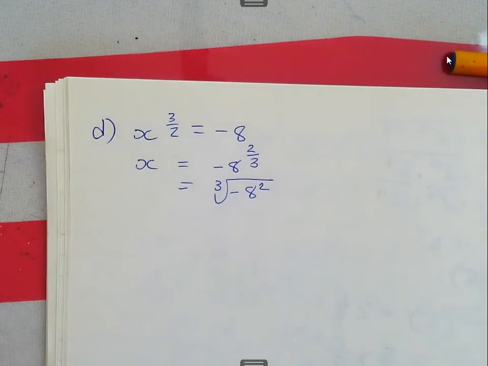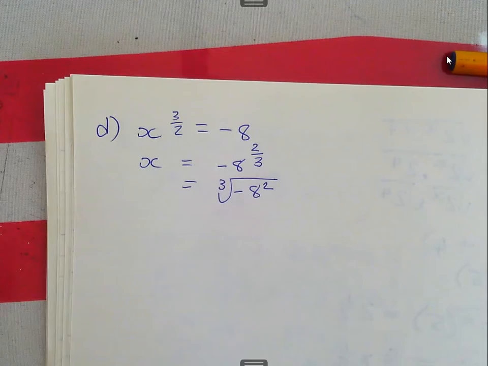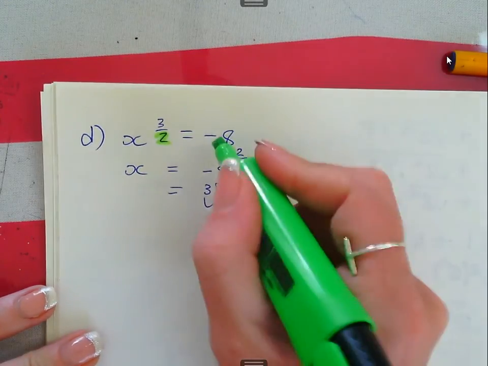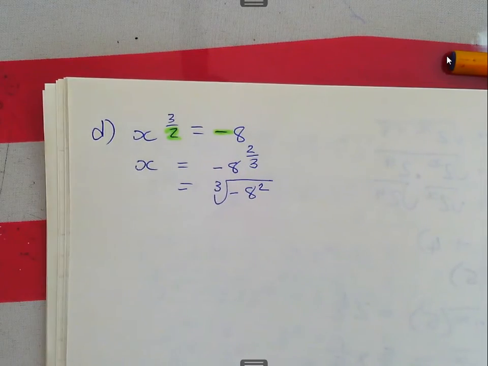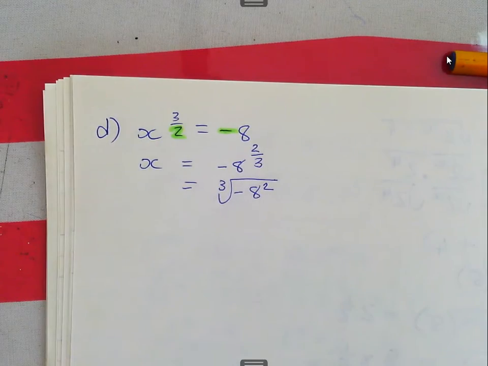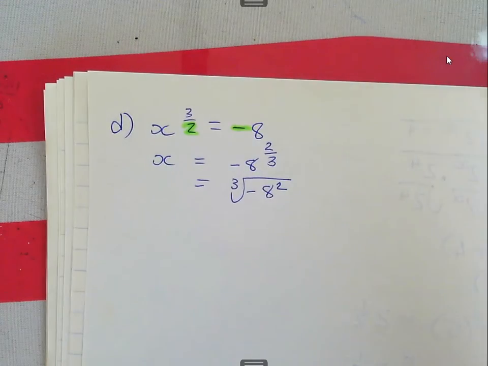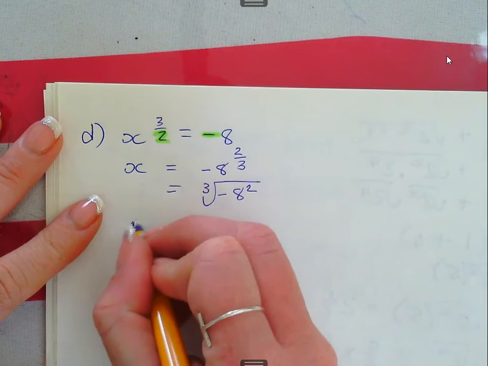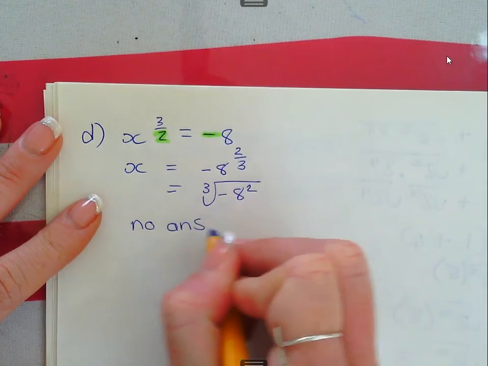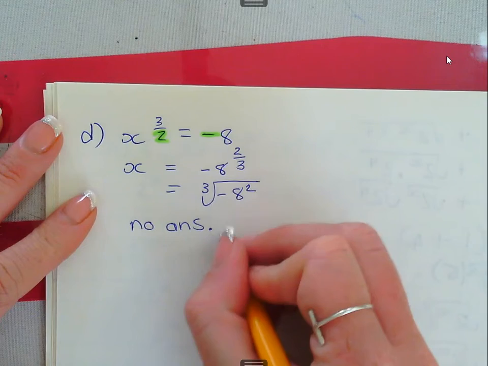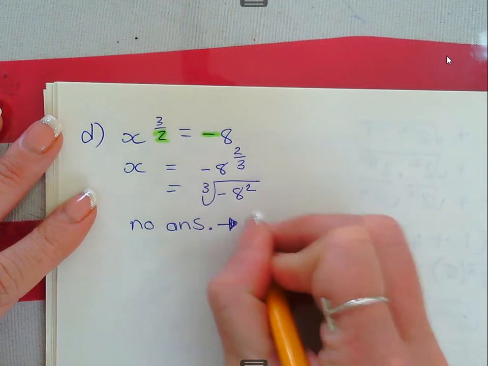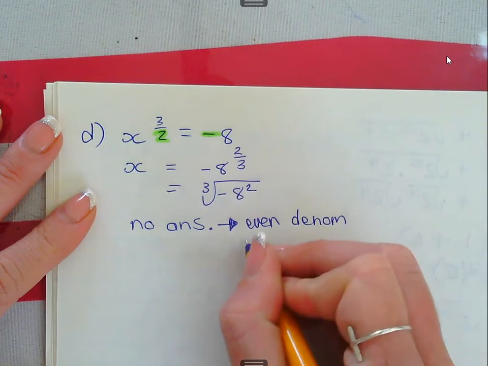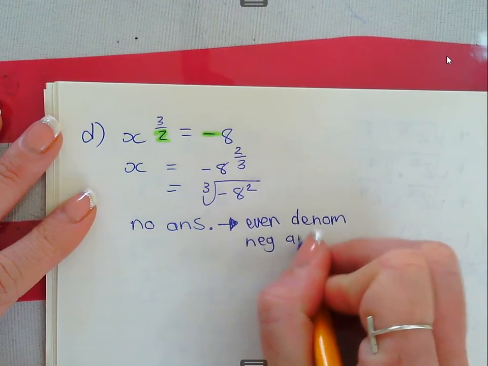The danger light that I want you just to remember, and this is just something that you need to learn, is when my denominator is an even number, my answer can't be negative. Okay. So I just want you to write this one as no answer, and I'm going to show you why. But write no answer, why, even denominator, negative answer.